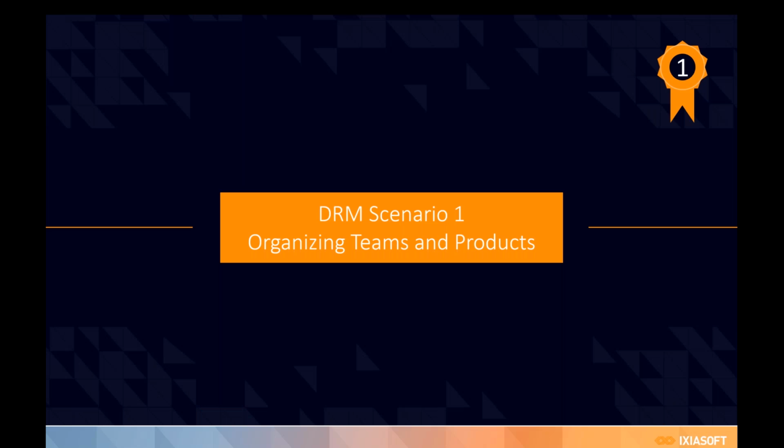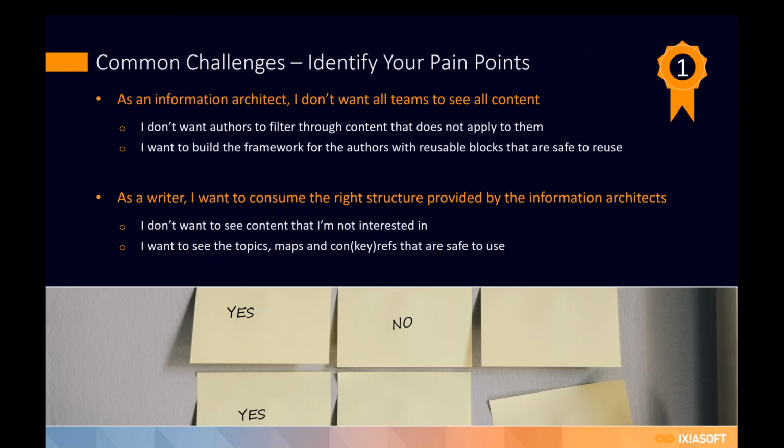So let's start with the first one, called Managing and Organizing Teams and Products with DRM. And we'll start with common challenges to help you maybe recognize some of those challenges. As an information architect, you probably want to organize your Teams desktop, and you maybe don't want authors to filter or see or access content that doesn't apply to them. And really the idea is to build a framework for the authors with reusable blocks that are safe to reuse.